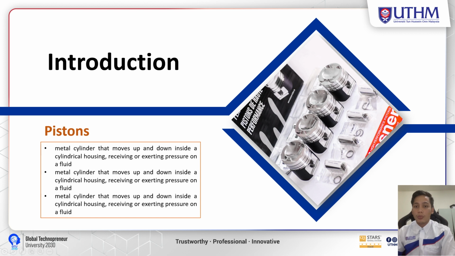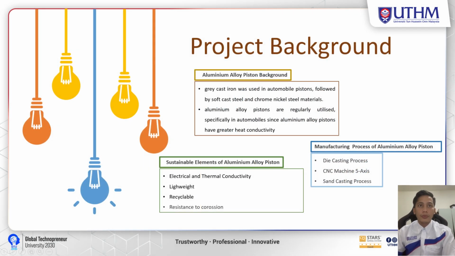Next, we move to the project background of the aluminium alloy piston. In the past, grey cast iron was used in automobile pistons, followed by soft cast steel and chrome nickel steel material. However, nowadays, aluminium casting pistons are widely used in the relevant industry, but they have the disadvantage of being prone to damage in high compression and high speed engines. Next, we move to the manufacturing process of the alloy piston. For the project, we decided to choose three methods to create an aluminium piston, which are the die casting process, CNC machine 5 axis, and the sand casting process.